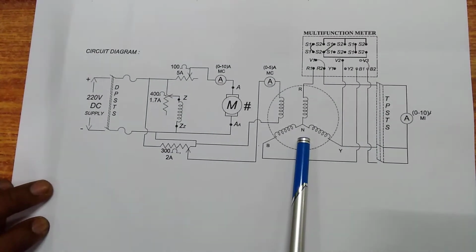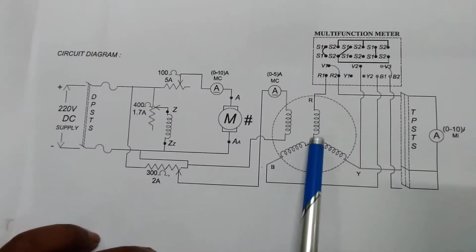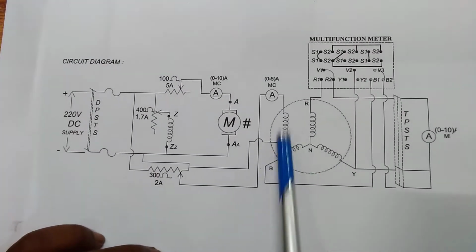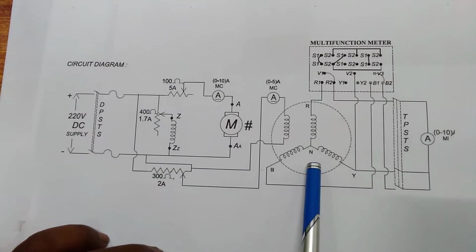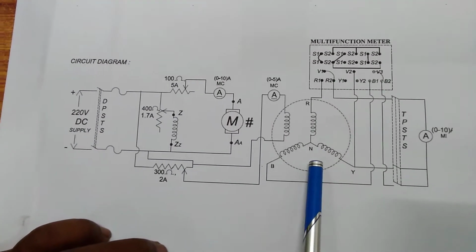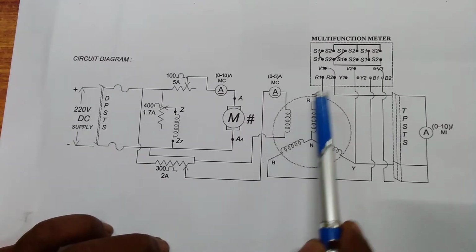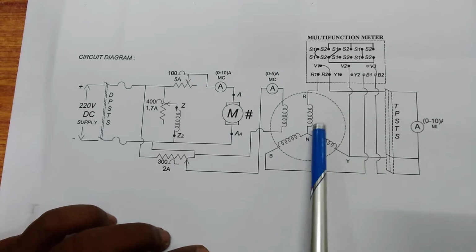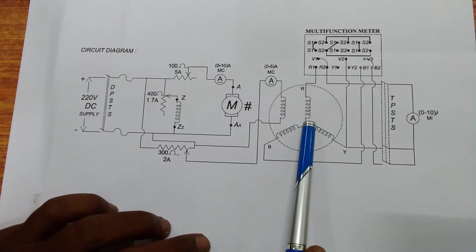Coming to this generator circuit diagram, here R, Y, B are the three phases which are connected in star fashion. These are the armature windings in the alternator. These windings are connected to this multifunction meter in order to measure the voltage and current in this armature winding.